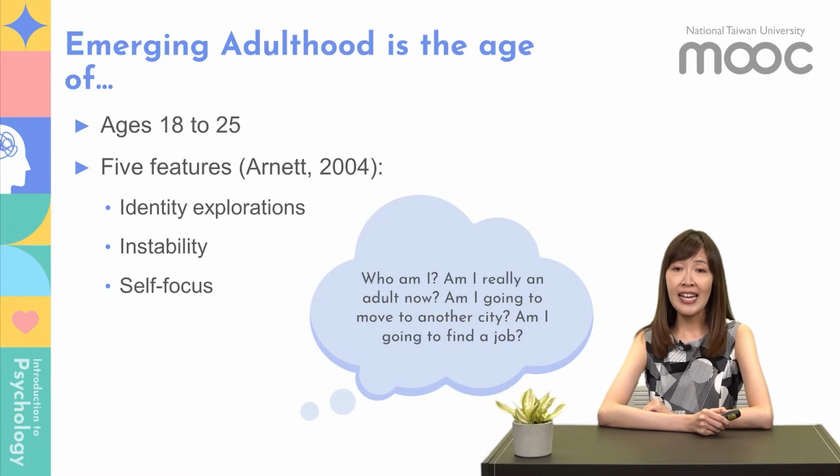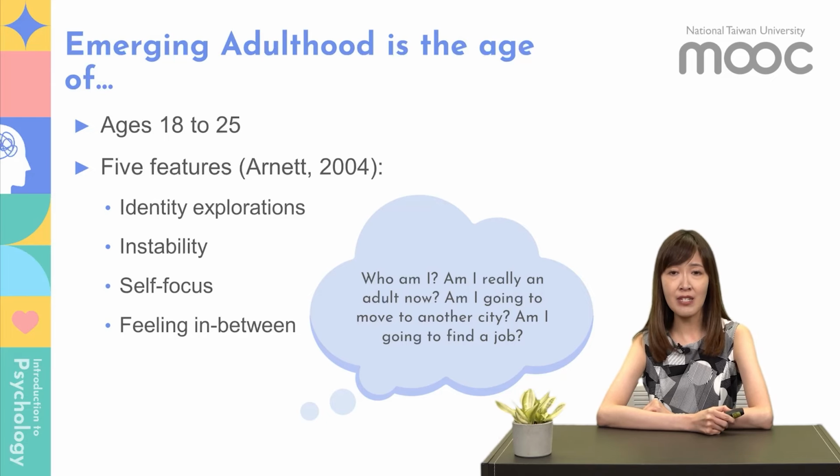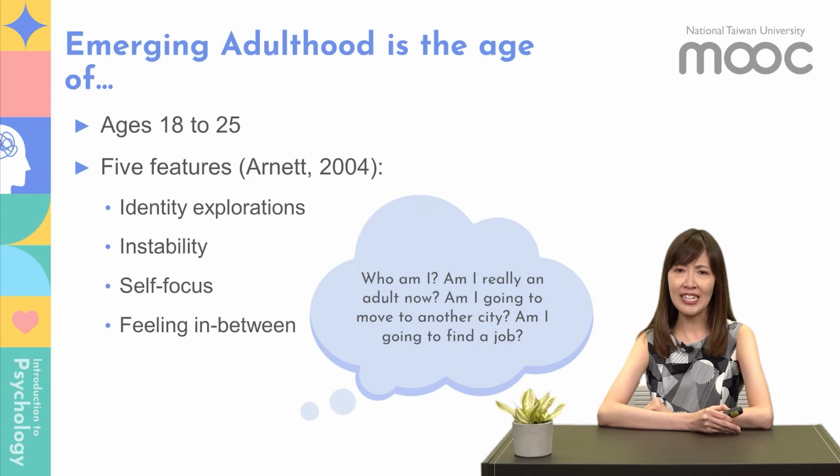And third, it's a self-focused age. Now, emergent adults focus more on themselves. During this time, maybe they don't rely that much on their friends or peers as compared to the time when they were adolescents. But at the same time, they feel in between. So they're no longer adolescents, but they're not adults yet. They're kind of in the middle, they feel in between.